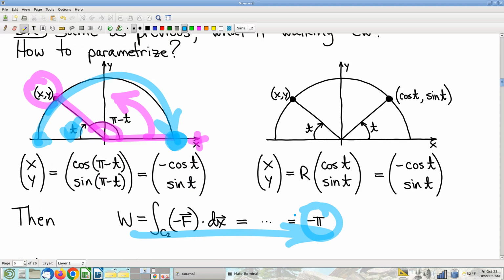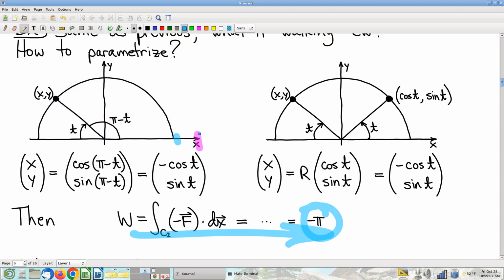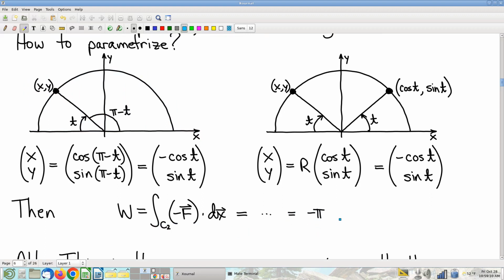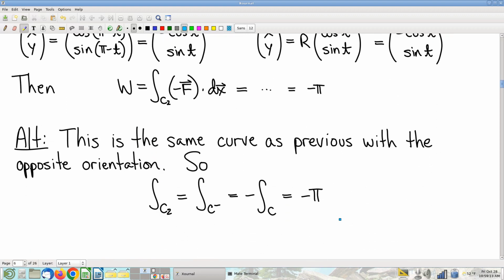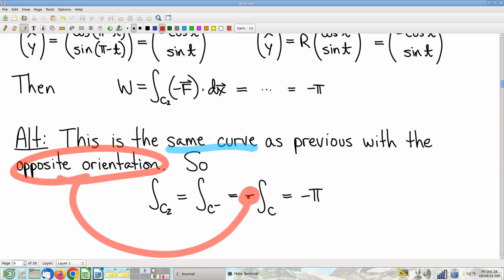So I promised you 3 solutions to this question. I've given you 2. I owe you one more. The other one is actually extremely satisfying, and that is to just say, oh yeah, well this is the same curve as previous. The only difference is the opposite orientation. Opposite orientation just gives me a minus sign. So boom. It's the minus of what we've already computed, and therefore it's minus pi. That's the good one. That's the easiest solution, because we happen to have already computed the counterclockwise line integral. This one is a freebie. Everybody all right?